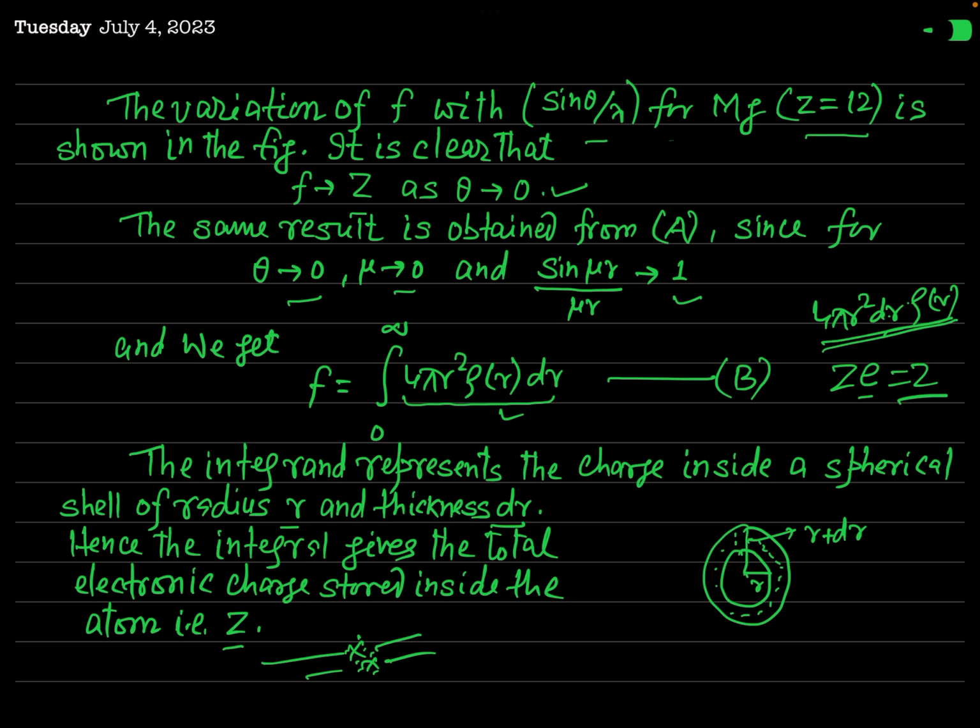So as I told you in the beginning, in a particular limiting condition, this F may tend towards Z. So you can see when the scattering angle theta tends to 0, it means there is no scattering. In that condition, this atomic scattering factor is just equal to the total electronic charge. But when theta is not 0 or does not tend towards 0, then F in general is smaller than Z.